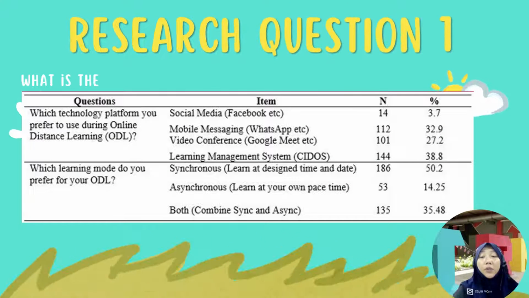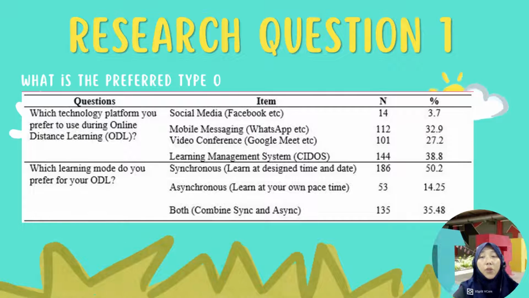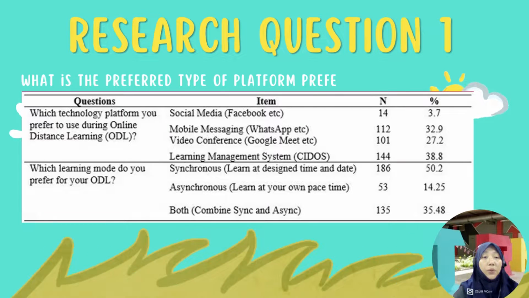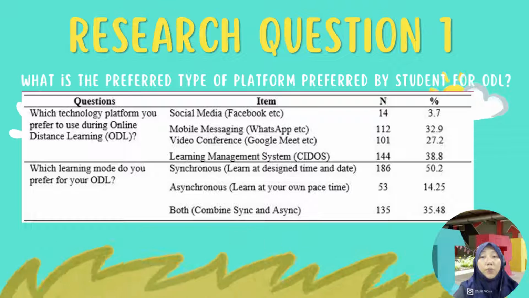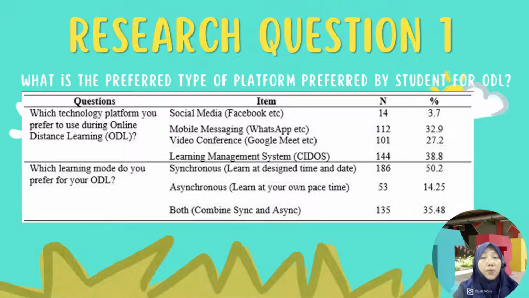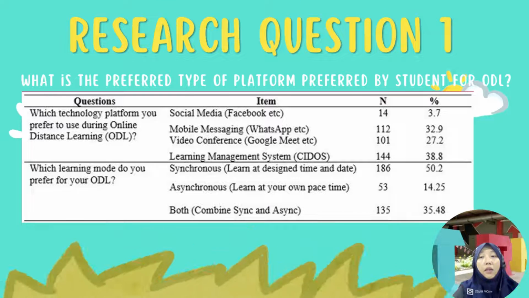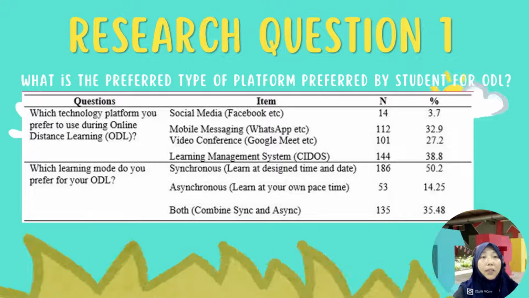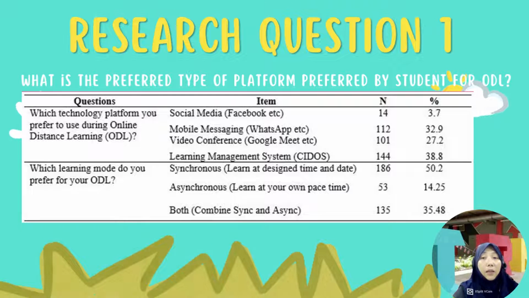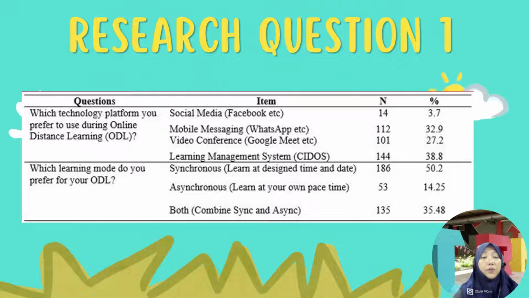Students had to continue the learning process through online learning. Half of the students, which is 50.27%, preferred the synchronous mode of ODL, while 14.25% of the students chose the asynchronous mode of ODL. Meanwhile, the rest of the students, which is 35.48%, chose both synchronous and asynchronous.